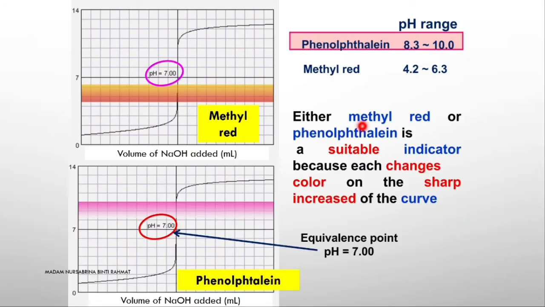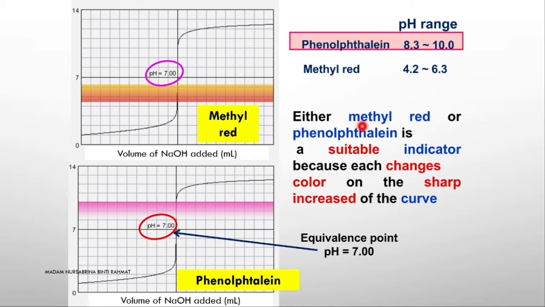Alright. Since the pH jump is between 3 to 11, and the most accurate pH when our reaction has achieved completion is when the pH is equal to 7, that means we need to use an indicator which changes color after pH 7. So these are the two examples that I give you: phenolphthalein and methyl red.